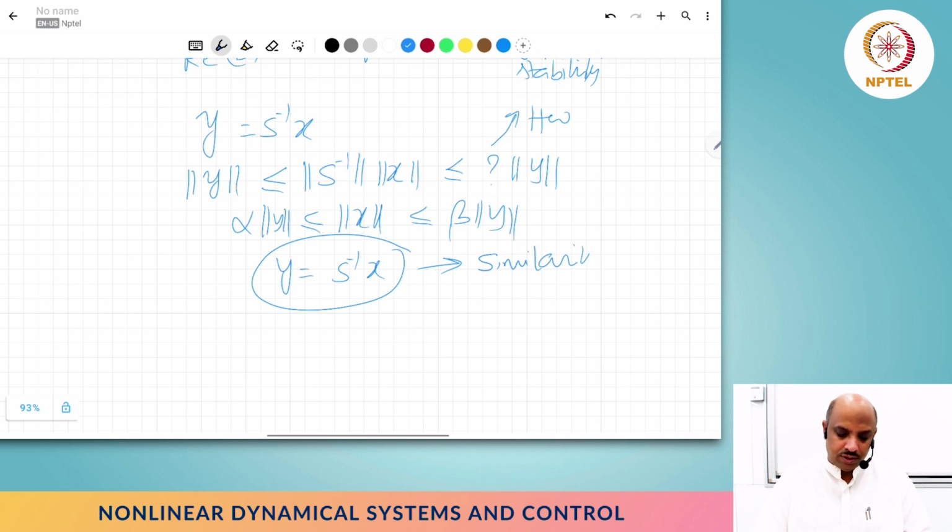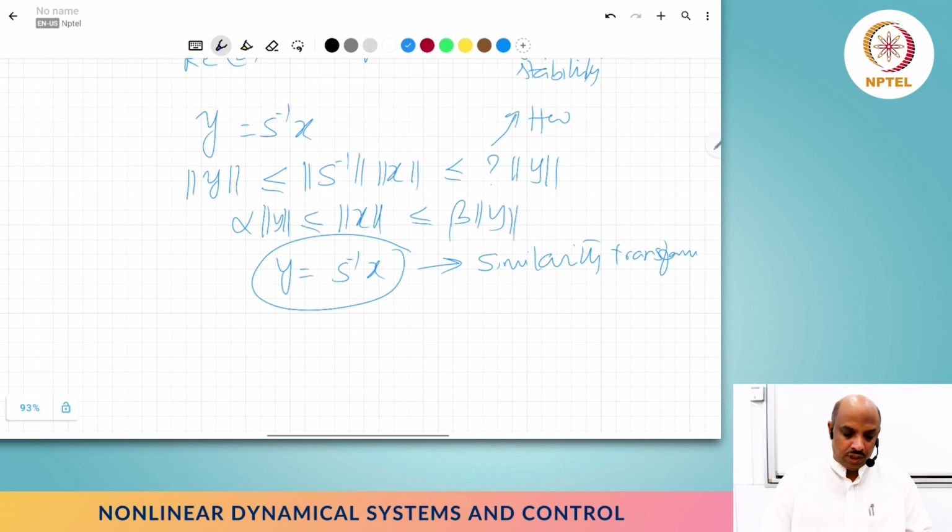And if you have two systems that are connected through a similarity transformation like here, we can conclude that if one system's zero equilibrium is stable, then the other zero equilibrium is stable. Of course, this particular similarity transformation is very special. It is coming from the set of eigenvectors inverted and things like that.